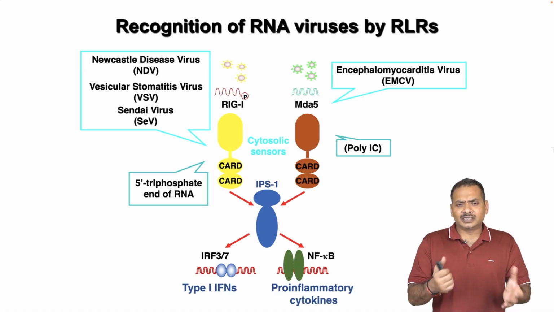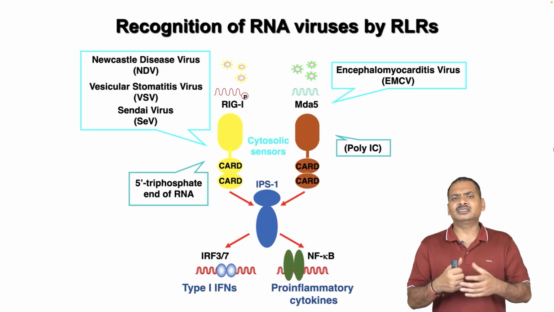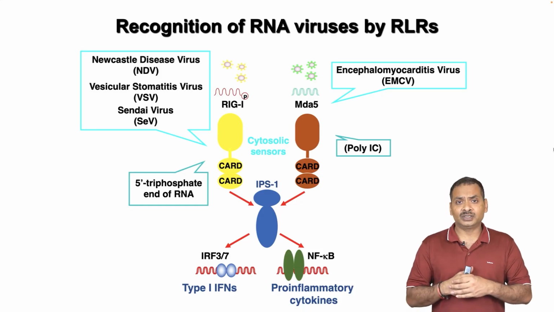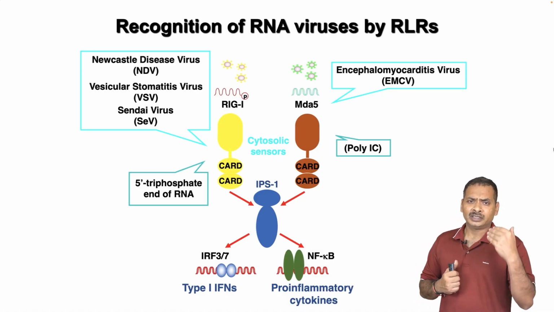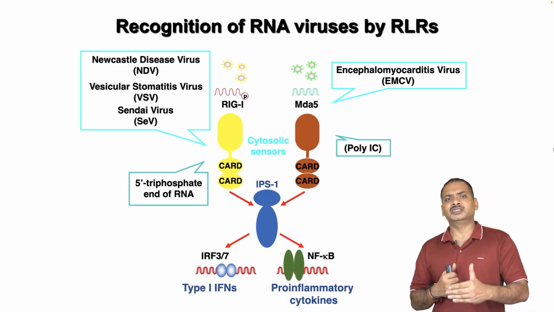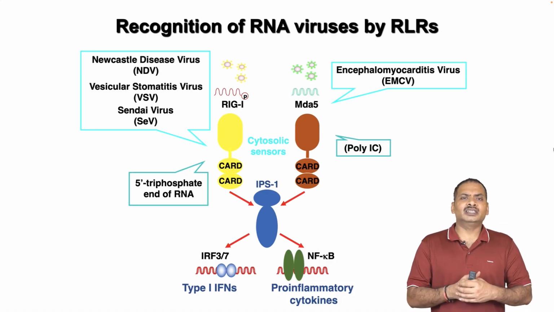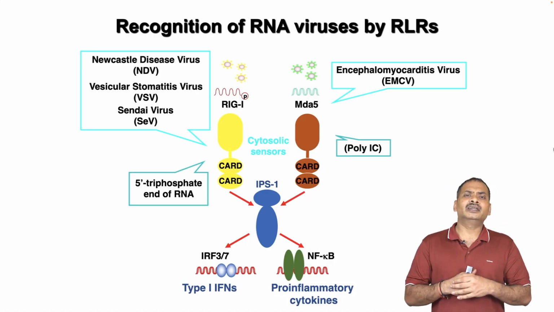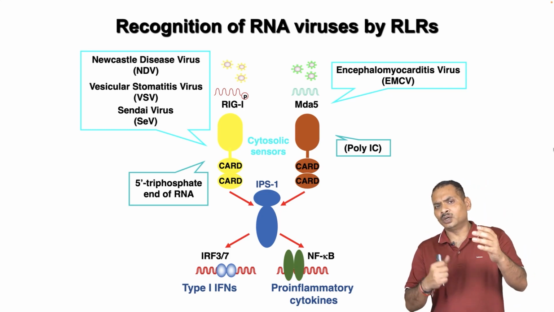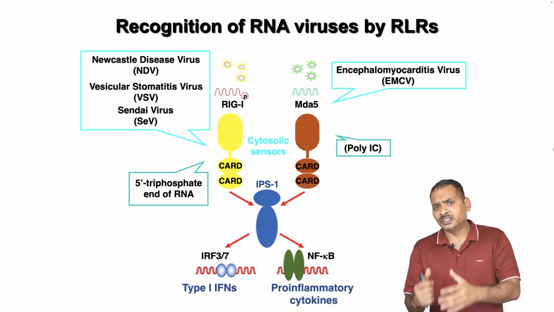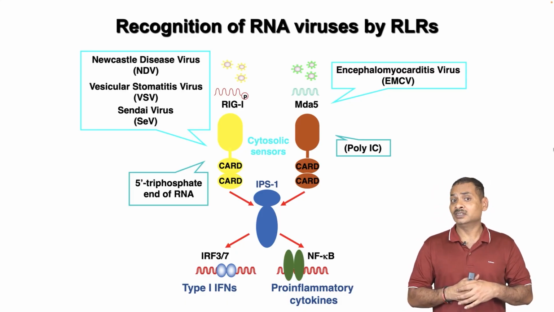So, once you introduce these ligands, the RIG-I and MDA5 pathway activates, and then it induces type 1 interferon and pro-inflammatory cytokines. I will talk more about the signaling in the next session, and over there we will discuss the signaling pathway, how type 1 interferon as well as inflammatory cytokines are induced in the cell.